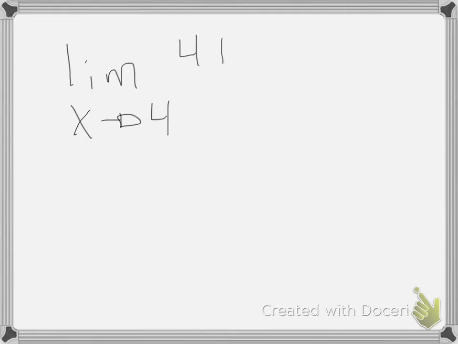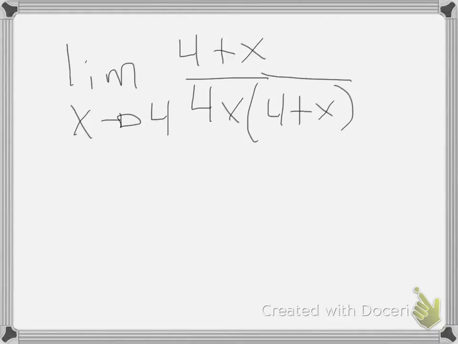So 4 plus x will be in my numerator. My denominators are going to be combined together. We'll have 4x and then 4 plus x, or x plus 4. I'm just going to rewrite the order because the order doesn't matter. That allows us to then cross out those 4 plus x's.